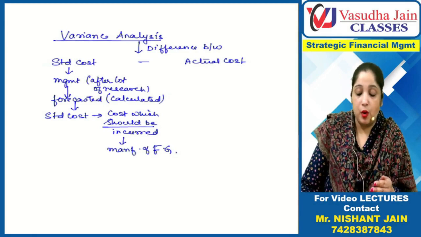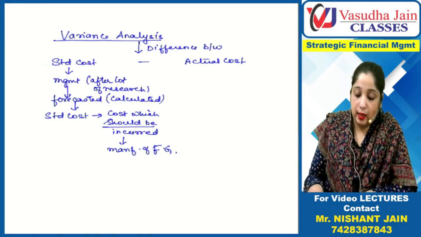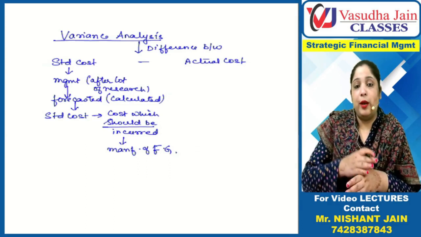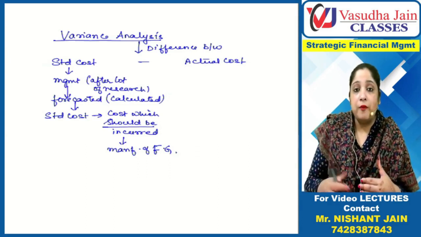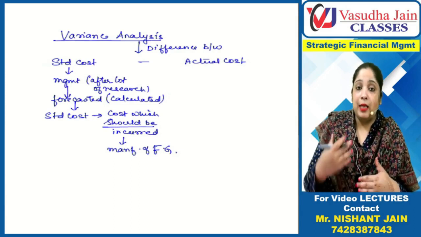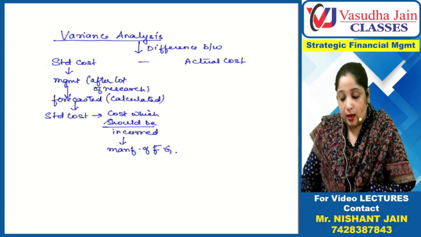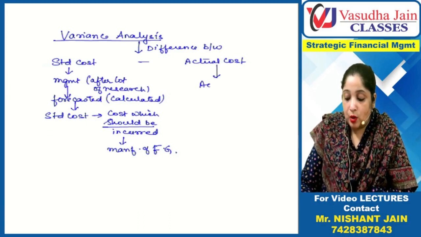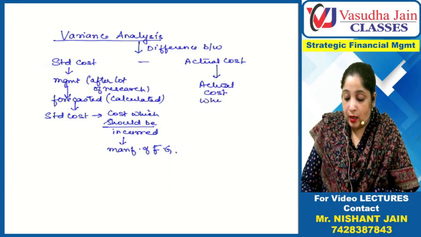Now, what is the actual cost? The foremen, the workers are given the target of standard cost, that you have to manufacture the goods within this cost only. But because of various reasons, sometimes the standard cost is not the actual cost which has been incurred. Actual cost is the actual cost which has been incurred.